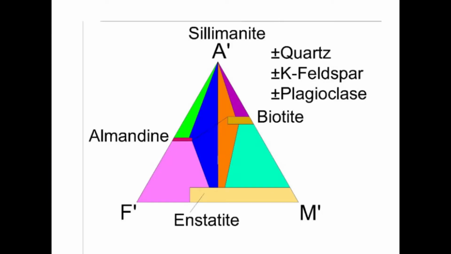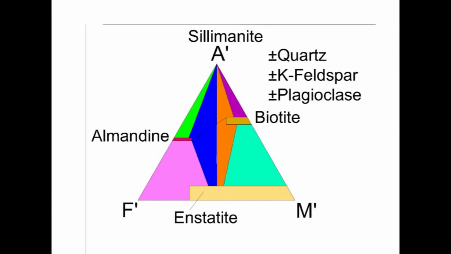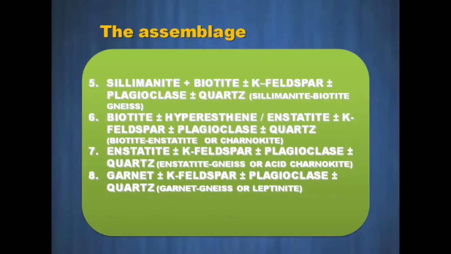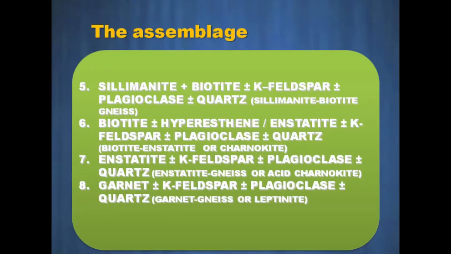The fourth is sillimanite plus biotite plus or minus incsitite plus or minus potash feldspar plus or minus plagioclase plus or minus quartz, also known as sillimanite biotite incsitite gneiss. And the fifth, sillimanite biotite potash feldspar plagioclase plus or minus quartz, that is also known as sillimanite biotite gneiss. The sixth is biotite plus or minus hypersthene plus or minus potash feldspar plus or minus plagioclase plus or minus quartz, also known as biotite incsitite or charnockite, garnet free.